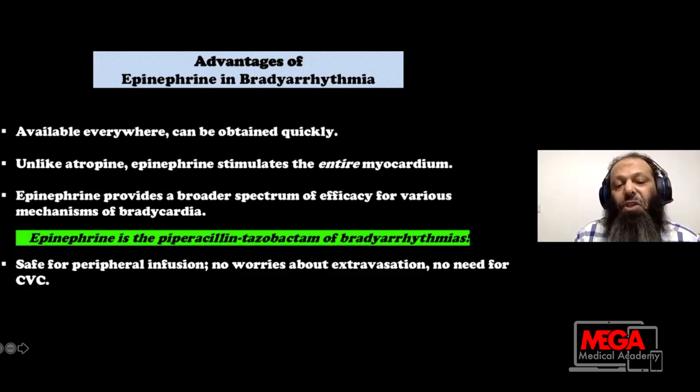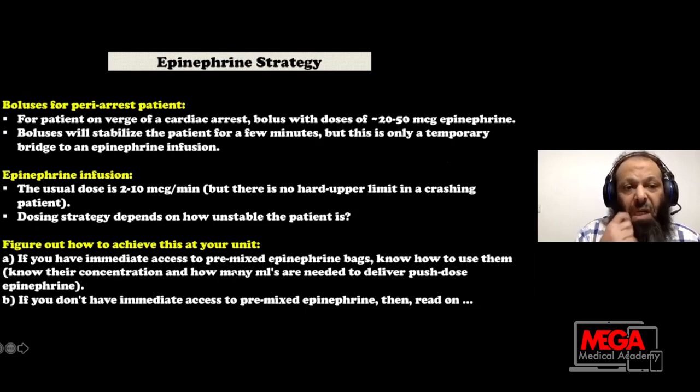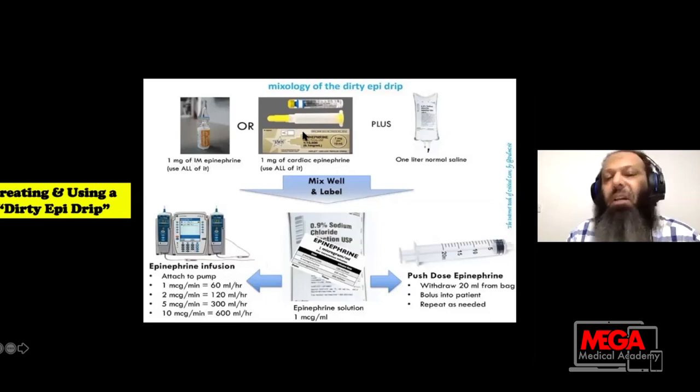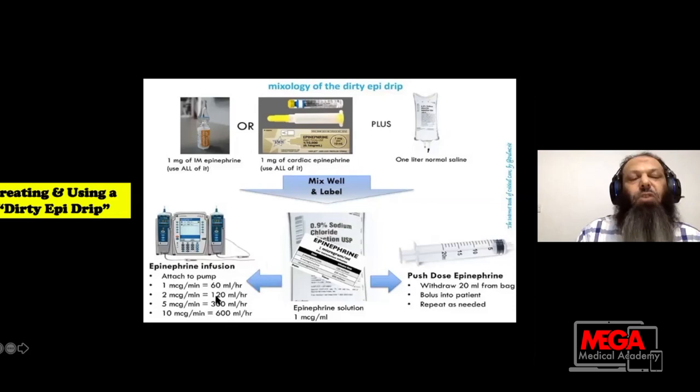It's safe to use epinephrine infusion in a peripheral line. So either you give boluses or infusion, just be ready with what we call the dirty epi drip. Don't bother yourself with the IM concentration, which is 1 to 1,000, or the IV concentration, 1 to 10,000. Based on your concentration, either you give it as a push, here 20 ml, or you go for infusion. And this is one of the tricks when you use epinephrine: this is the IM concentration, and this is the IV concentration. Take it and dilute it, and this is the dilution, and this is the diagram on how to use the infusion if you need to continue with epinephrine infusion or to give repeated boluses of epinephrine.